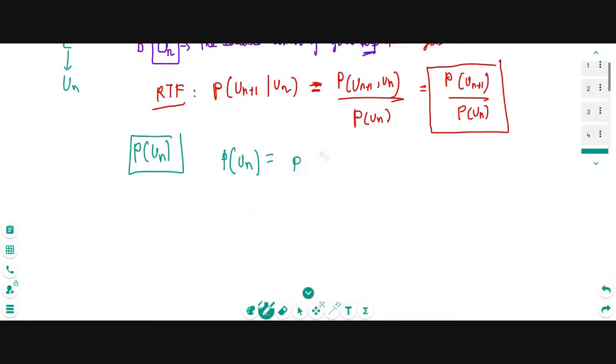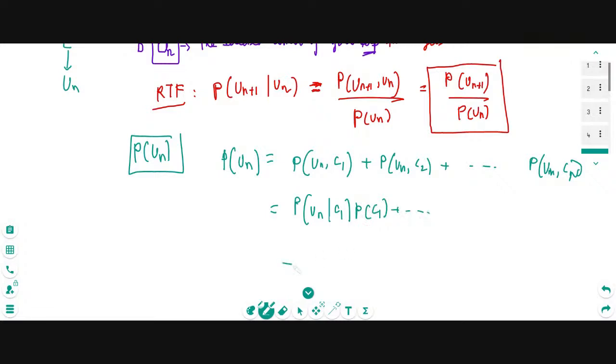So we are conditioning: U_n comma C1, plus U_n comma C2, and so on for all the commodities. It's an intersection, partitioning the whole set, up to U_n comma Cn. Now you need to find each intersection using conditional probability: probability of U_n given C1 times probability of C1, plus dot dot dot. So you get the summation over i from 1 to n of the probability of U_n given Ci, times the probability of Ci.